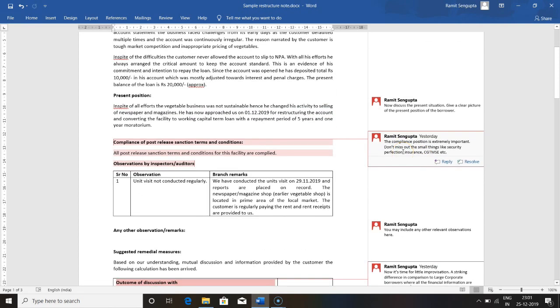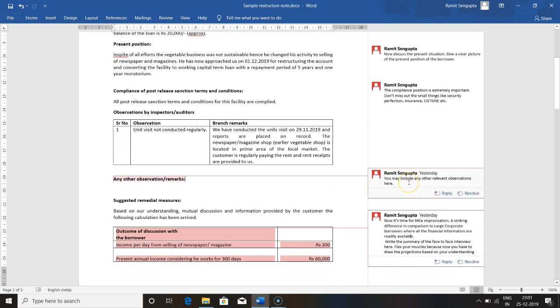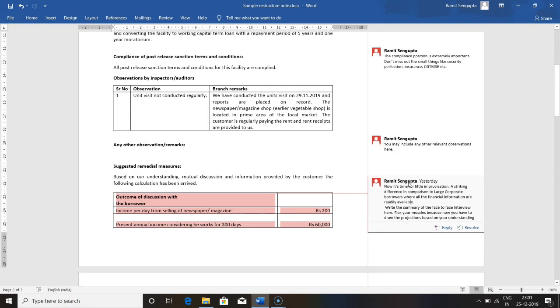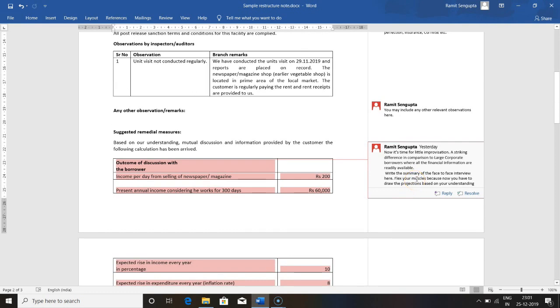The compliance position is extremely important. Don't miss that out. The small things like security perfection, insurance, CGTMSE, etc. You may include any other relevant observations here, like remarks on civil observations and others. Now it's time for a little improvisation. A striking difference in comparison to large corporate borrowers, where all the financial information is readily available. Write a summary of the face-to-face interview here.